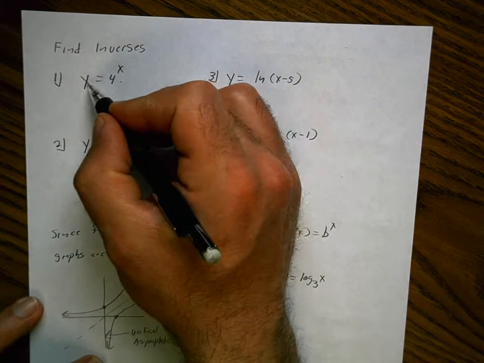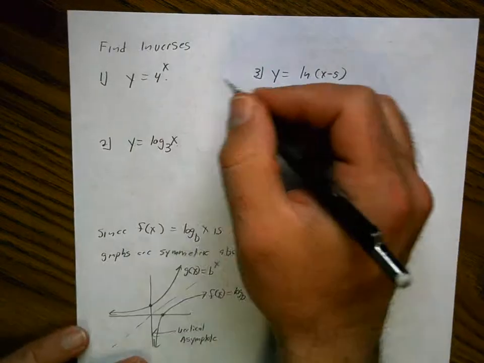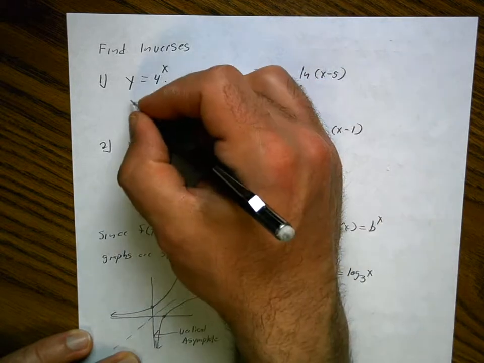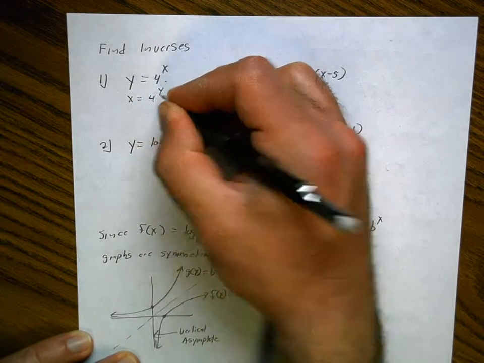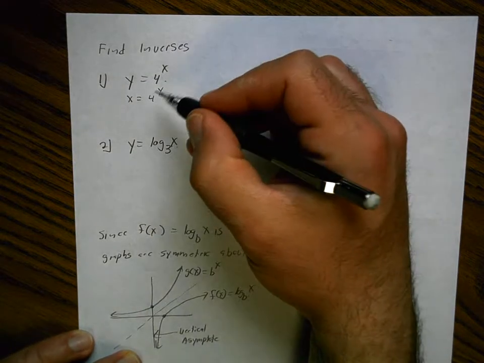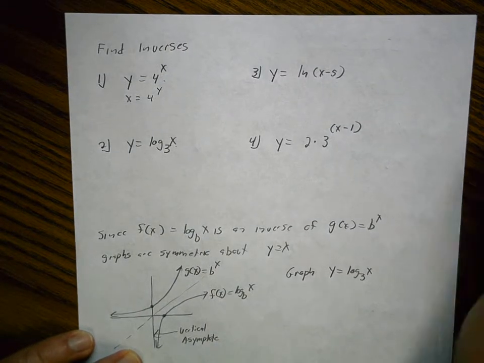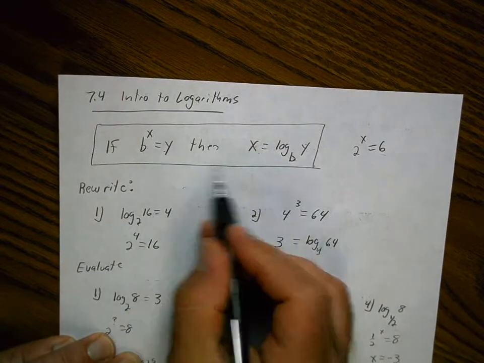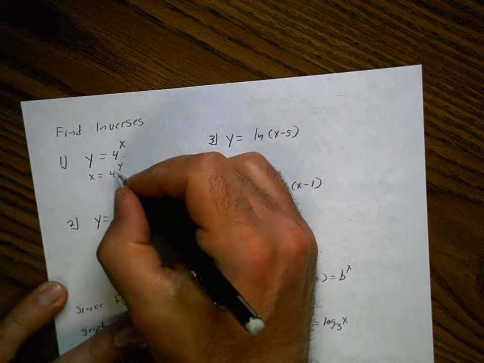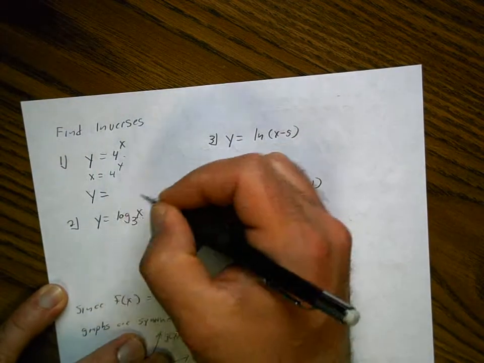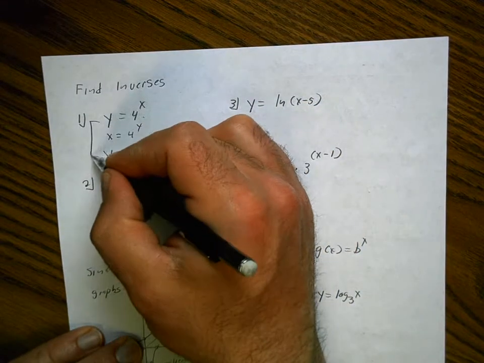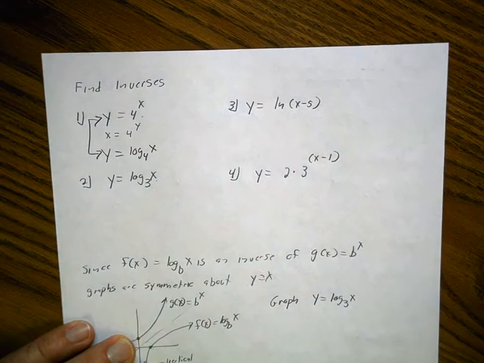So to find the inverse, just like in the previous chapter, chapter 6, we swap the x and the y, and then we have to solve for y. But in this case, solving for y means we need to change it into a logarithm based on the logarithm rule here. Okay, so back here we're going to set everything equal to the exponent, and it's going to be log base 4 of x. So these two functions are inverses.